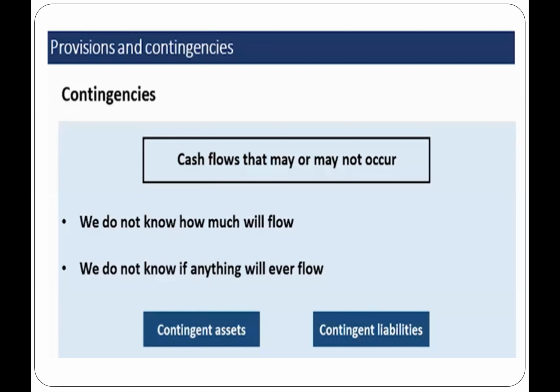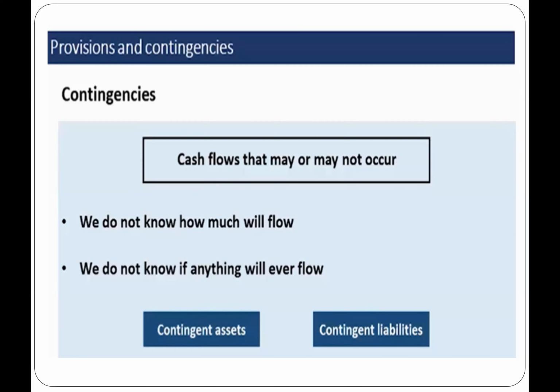So remember, we have three conditions that we must meet for us to create a provision. But if any of the three conditions are not met, it means a provision cannot be created. So for example, if we can't determine a reliable estimate, it means we are not able to create a provision.